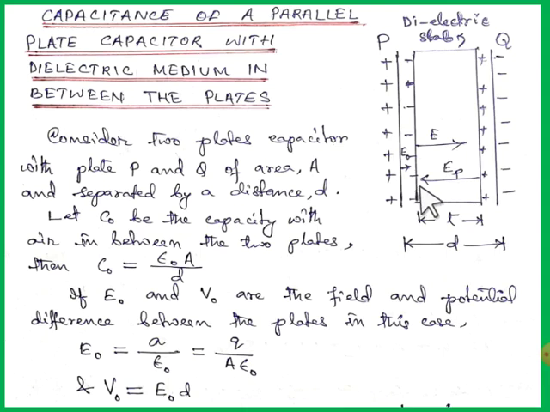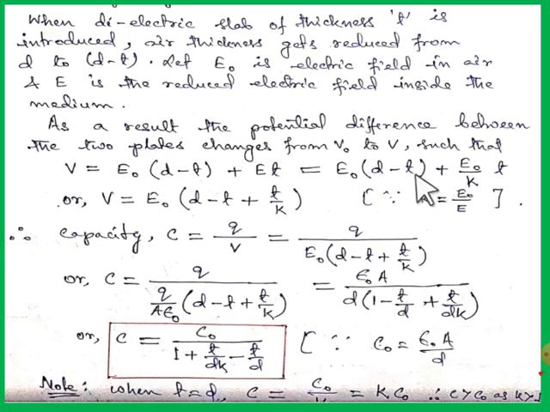Let me take it in that way. So the net electric field inside the dielectric medium will be reduced. This is the net or total electric field. Why? Because it will be E naught minus EP, as these two are in opposite directions. So your electric field will be reduced. That is what is happening.